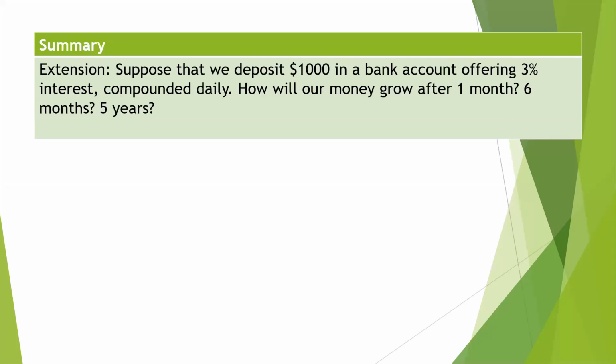So now I'm going to give you an extension problem to do on your own. Let's say we still have $1,000. We put it in the bank account. We still have 3%, and we're going to compound it daily instead of monthly or quarterly. So how much money will we have after 1 month? How much are we going to have after 6 months? What about 5 years? So pause the video right now and try it on that solver and see if you can get the answers. And then once you have it, write it down, make a table, come back and check your answers.